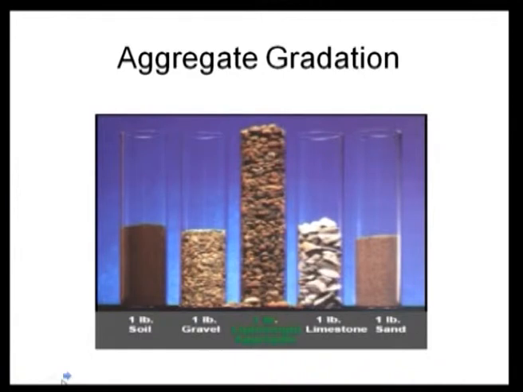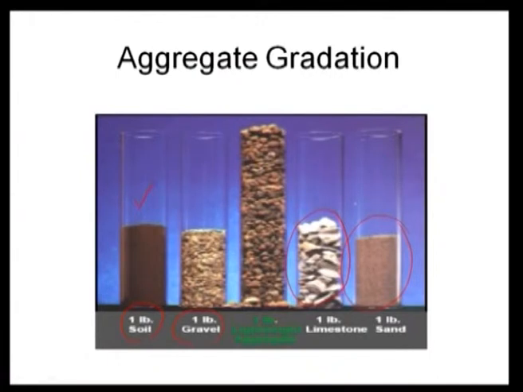In an aggregate gradation, if you look at here, the first one is your soil, 1 lb of soil. Then if you look at here, 1 lb of gravel, then lightweight aggregate, how the aggregate gradation has been done. Then this is your limestone, then this is your sand.